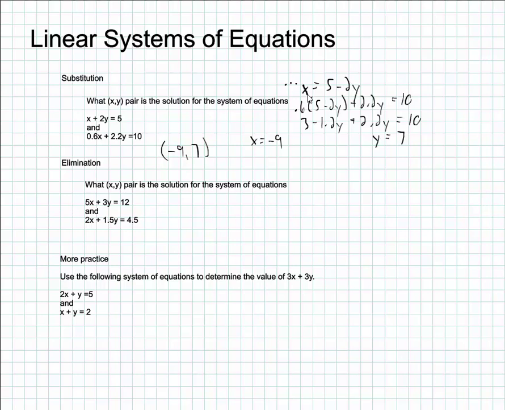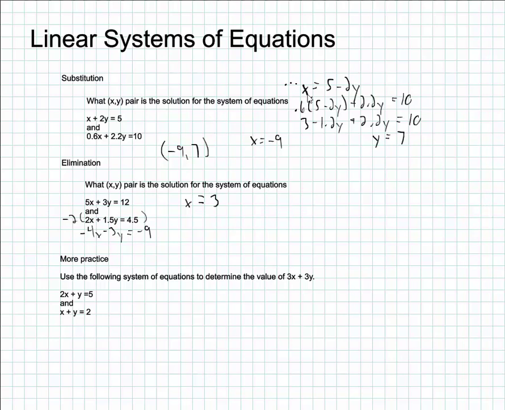So let's do that. We're going to rewrite 2x plus 1.5y equals 4.5 by multiplying both sides of the equation by negative 2. That will give us negative 4x minus 3y equals negative 9. Now we're simply going to add the first equation and the new second equation, and that will give us, so 5x minus 4x is equal to x, 3y minus 3y equals 0, and that's going to be equal to 12 minus 9, which is 3. So we get x is equal to 3.